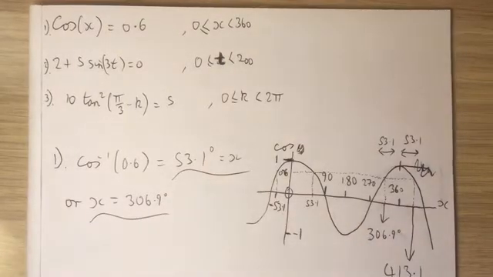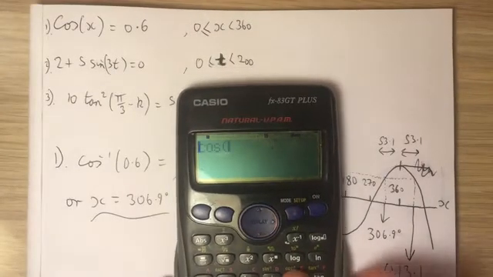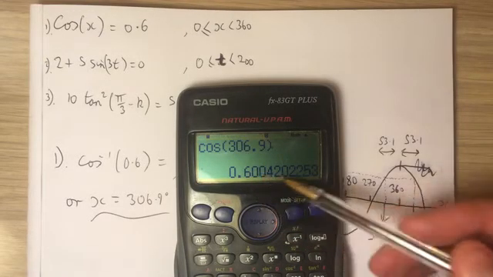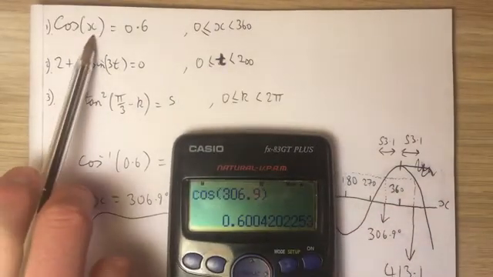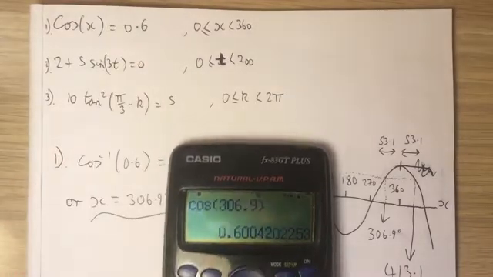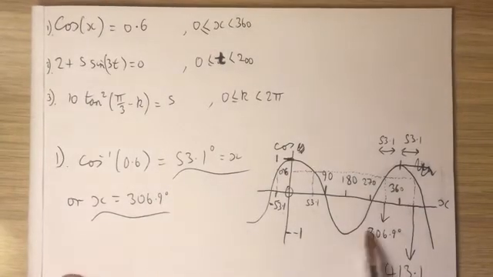Just to check, in case you don't believe me, what if I type in cos of 306.9? Let's see what we get. 0.6 is my answer, essentially. So if x is 306.9, I get the answer I wanted. Great. Okay, so that's solving this kind of straightforwardish one here.